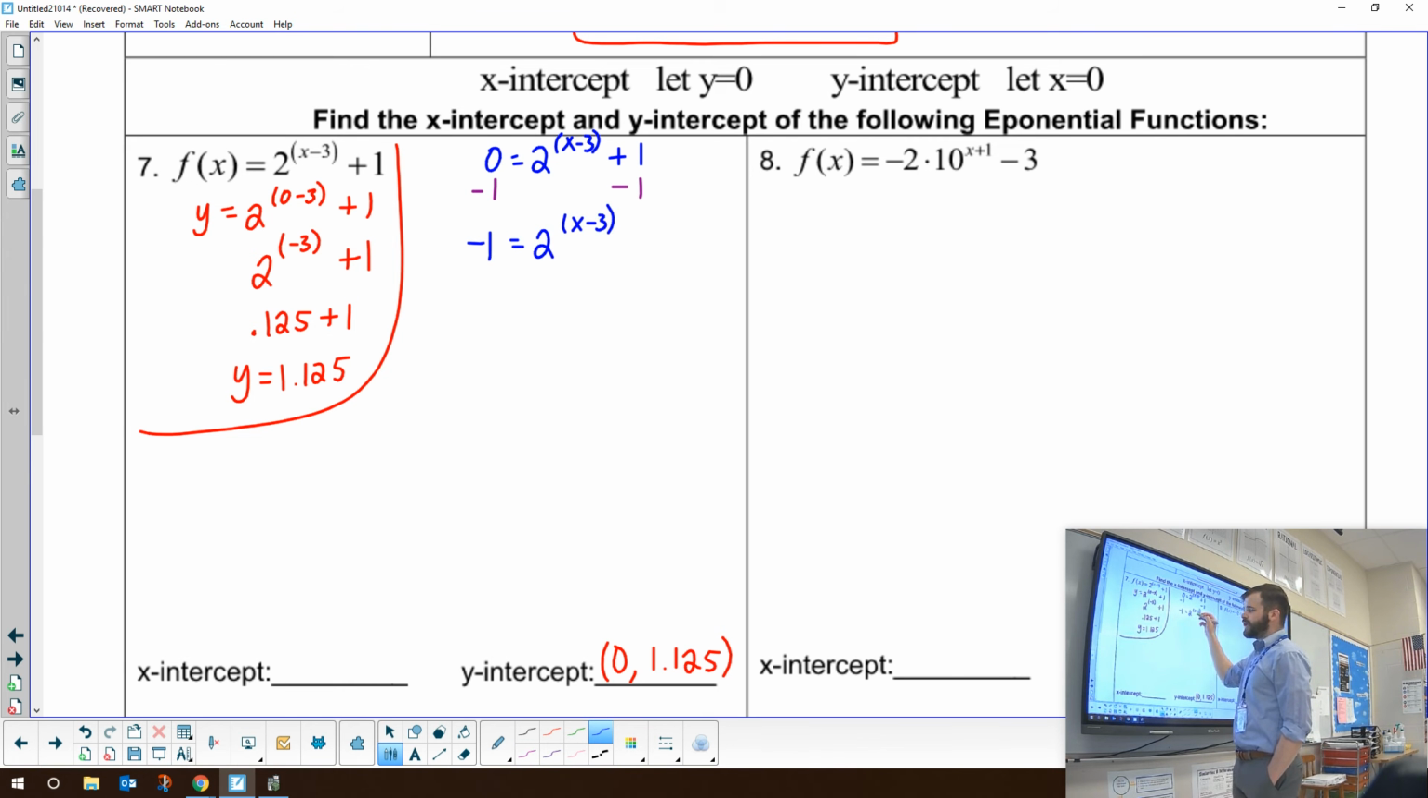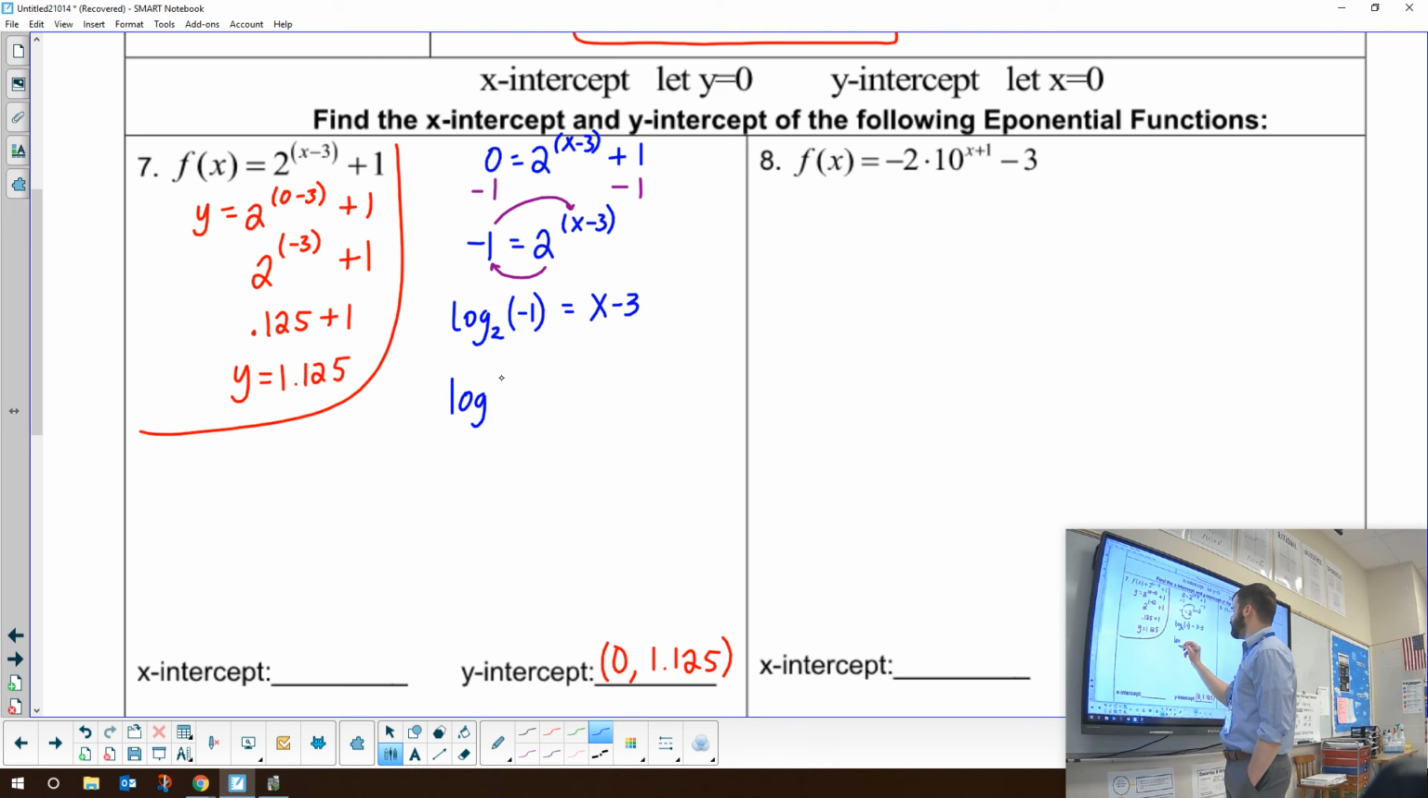Now, how do I get rid of that base of 2? Well, we have to rewrite it as a logarithm. So I'm going to go log base 2 of -1 equals x minus 3. Okay, so now I can plug that into my calculator and get an answer for it. We can write log of -1 divided by log of 2, right? And then I can just add 3 to both sides and get my x value.